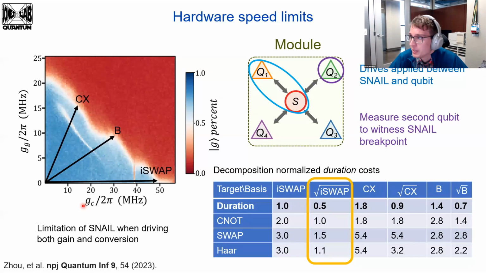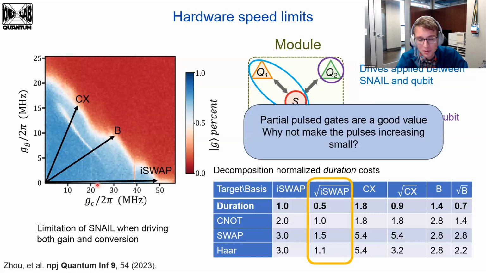And this was nice to see because a lot of literature in recent years had been talking about the square root of I swap being such a great basis gate and very efficient. But now we had very strong evidence, and we understood completely why we could have a gate with certain decomposition efficiency and certain hardware efficiency and say confidently, this is the gate we should calibrate.